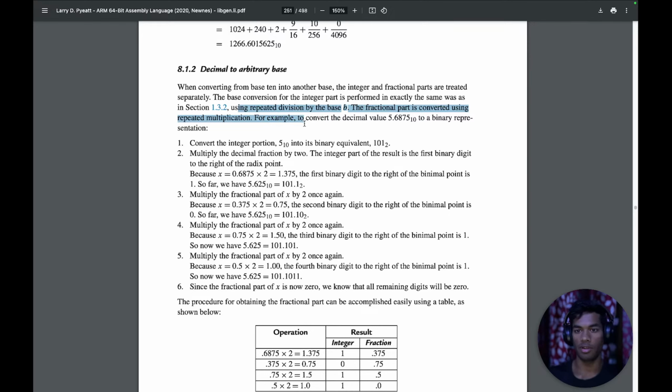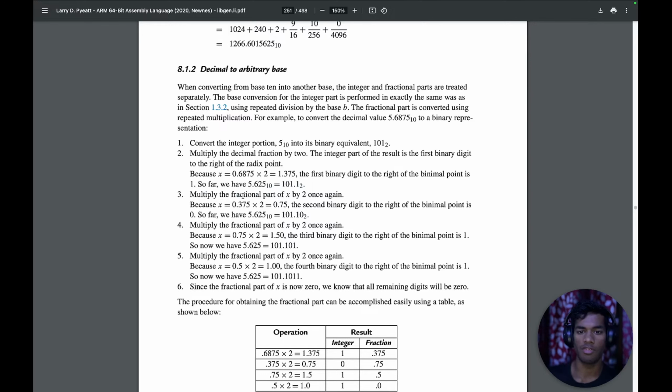For example, to convert the decimal value to binary representation, convert the integer 5 (base 10) into its binary representation, which is 101. Multiply the decimal fraction by 2. The integer part of the result is the first binary digit to the right of the radix point. So this multiplied by 2 becomes this. The first binary digit to the right of the binary point is 1. So far we have reached 101.1.